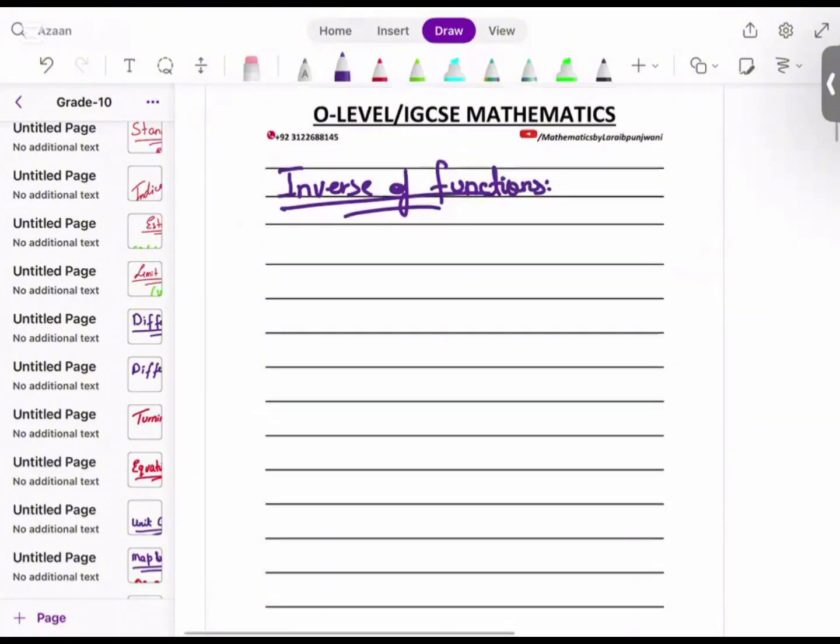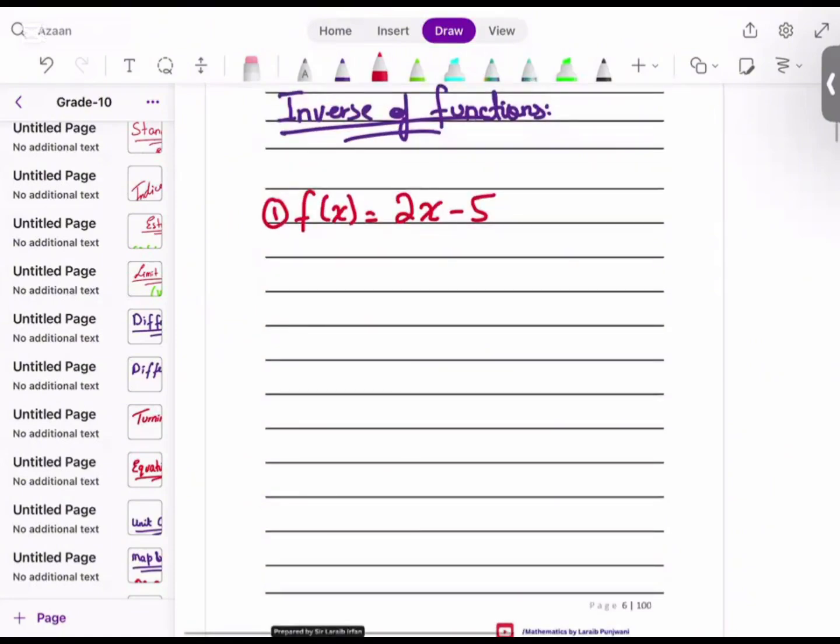So to find out the inverse, there are some steps. How to find the inverse? For example, I'm taking one question, f(x) equal to 2x minus 5. This is the question, and the expression to find the inverse is like this. This means that you have to find f inverse of x, the minus 1 power representing inverse. So I have to find the inverse.